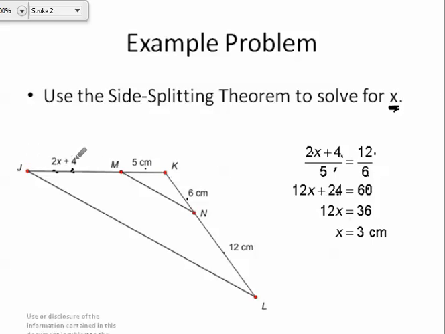But what if we wanted to find this side over here? Well, we know that x is 3. 2 times 3 is 6 plus 4 is 10 centimeters. Woohoo! Solved that problem.